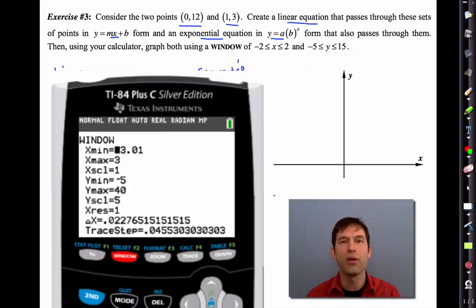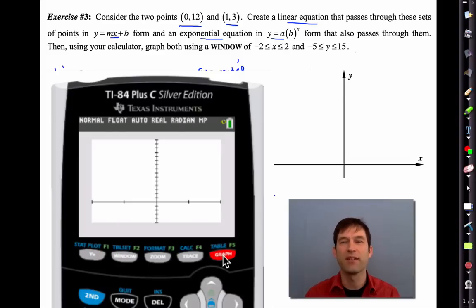So be careful. Hit your window button. For x min, we're going to put in negative 2. Always pay attention to the window I give you. If you don't, you may not get the graph that I want you to see. Put in 2 for x max. I'm going to leave x scale to be 1. Y min, put in negative 5. Y max, 15. Y scale is 1, that's fine. We might want the y scale to be bigger, but we'll keep it the way it is. And now let's go up and let's graph this thing.